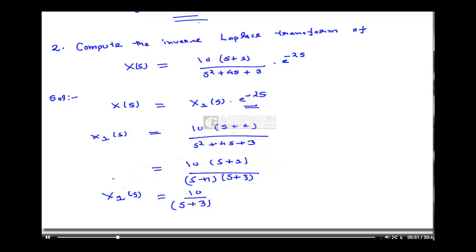Now we have found X1(s), which is equal to 10 upon s plus 3. From this, if I find x1(t) as the inverse Laplace transform, I will get 10 e to the power minus 3t u(t). This is my x1(t).